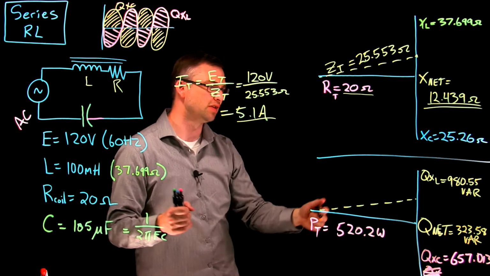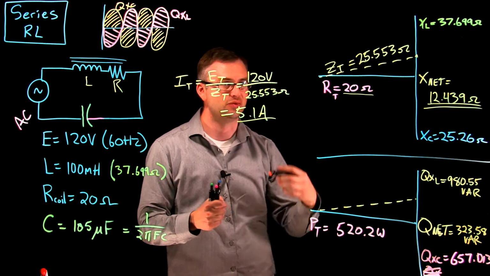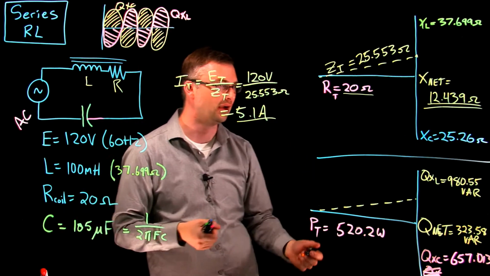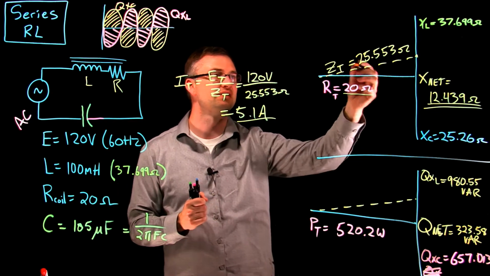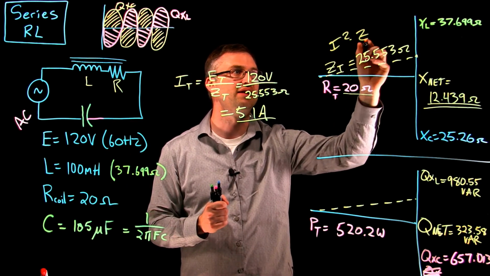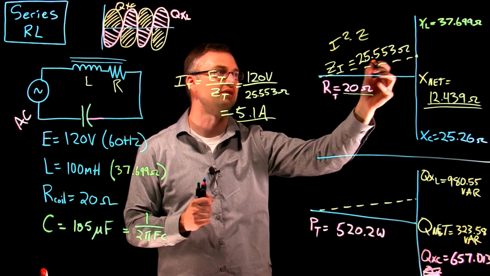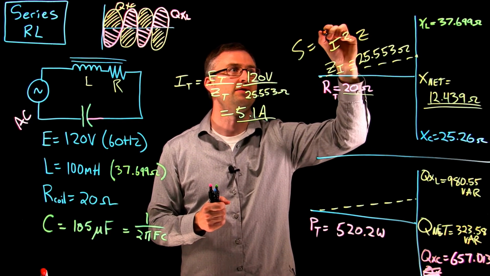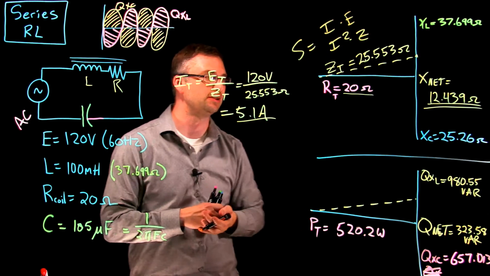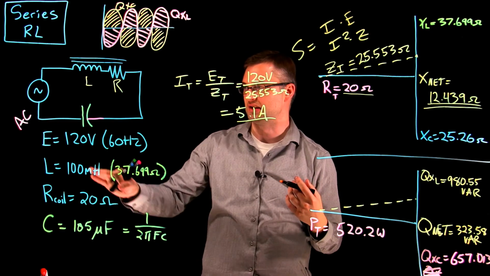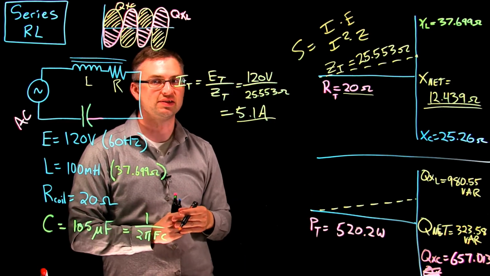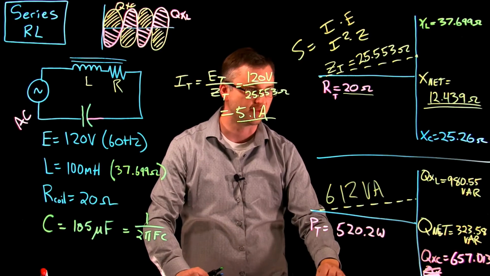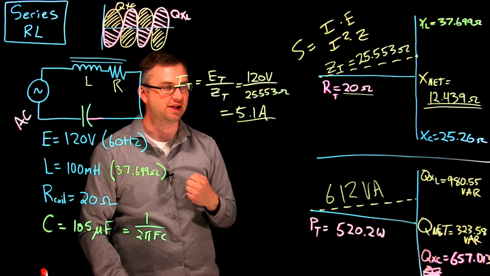Okay, so we can go ahead and calculate our new value of S, which is going to be I times E. So we'll take 120 volts times 5.1 amps, or we can take our new impedance and do I squared times Z, so 5.1 amps squared times 25.55. That'll work as well. So both of those are good for finding your S. I times E, really easy, 120 times 5.1, and we get 612 VA. So that is the power after we added that capacitor.